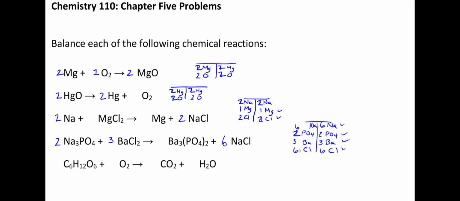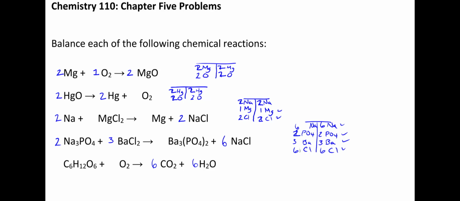Let's do carbon first then. So we've got 6 carbon. The only thing with carbon in it on this side is the CO2. So let's put a 6 in front of the CO2. And I've already decided I'll worry about oxygen last. Hydrogen. I have 12 hydrogens. So the only chemical with hydrogen in it is water. So to get to 12, I need 2 times 6. So now carbon is balanced, 6 carbons. Hydrogen is balanced, 12 hydrogens.